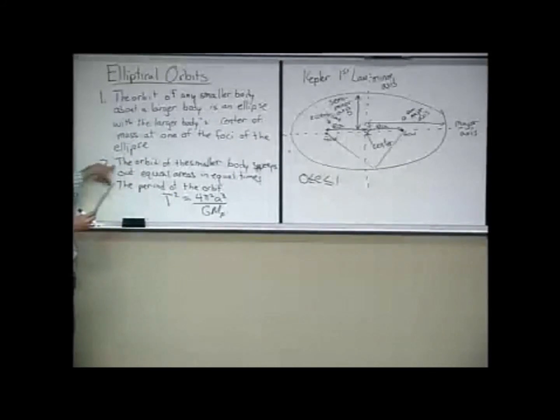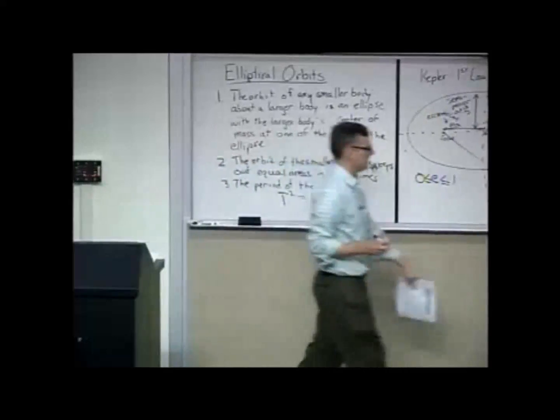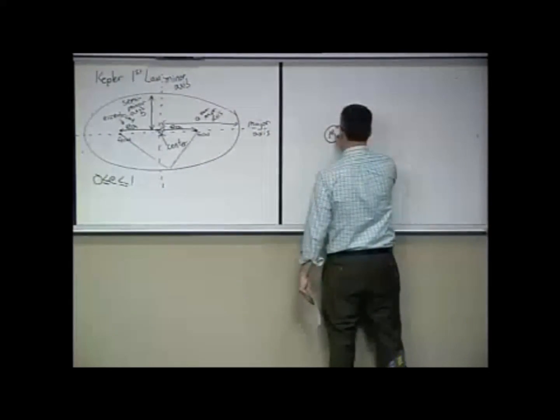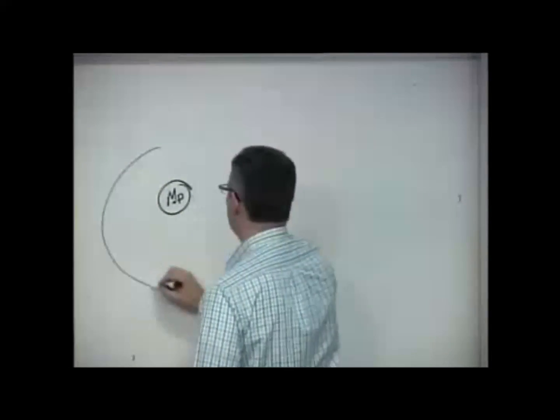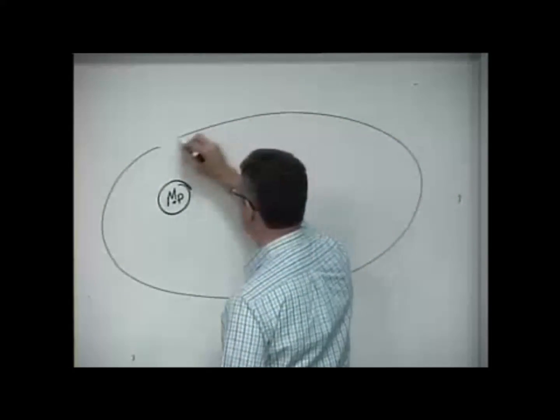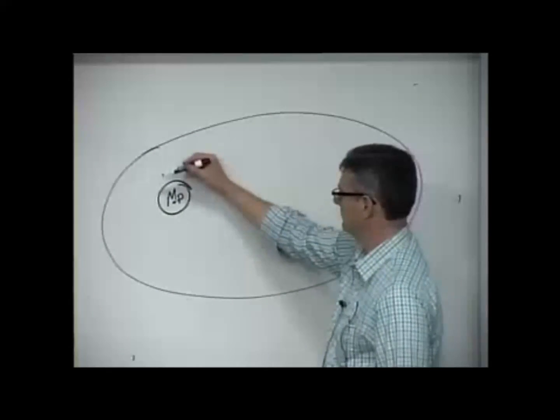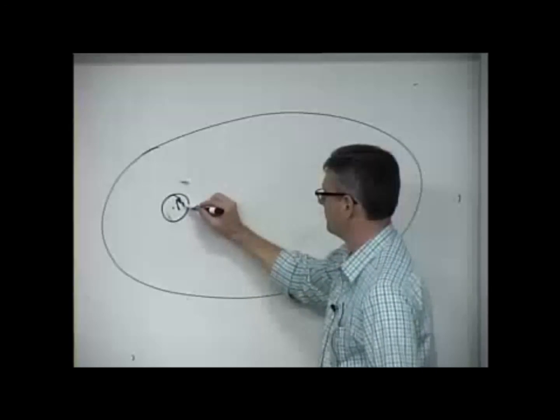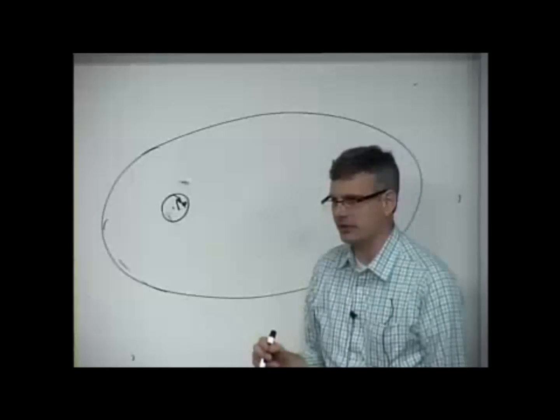This second one: the orbit of the smaller body sweeps out equal areas in equal times. So here's my planet. Here's the center. My ellipse looks like this. Should be a symmetrical ellipse. Okay, the spacecraft, well, what's actually going to happen here?